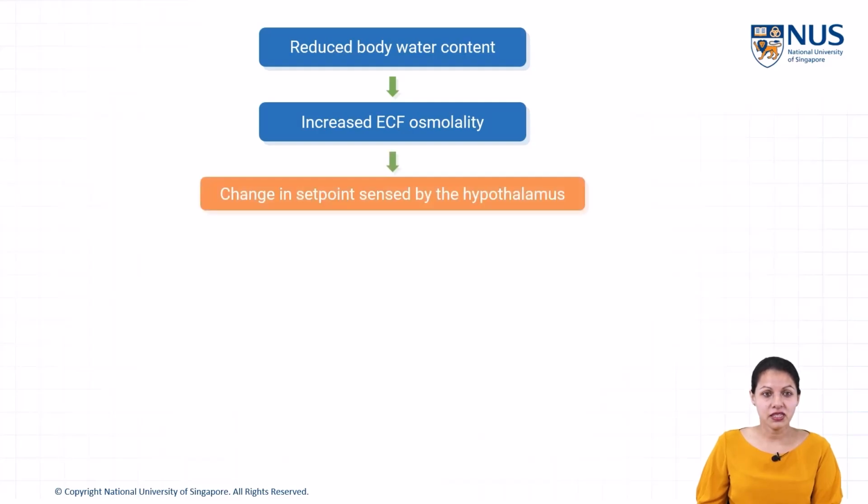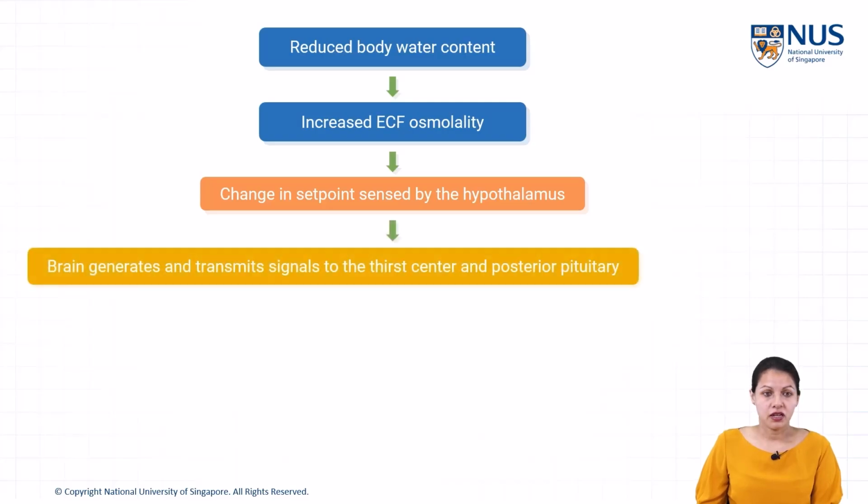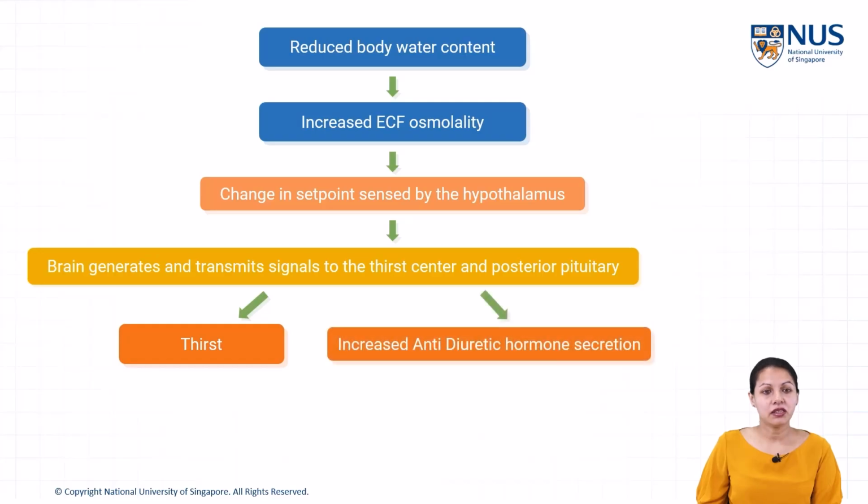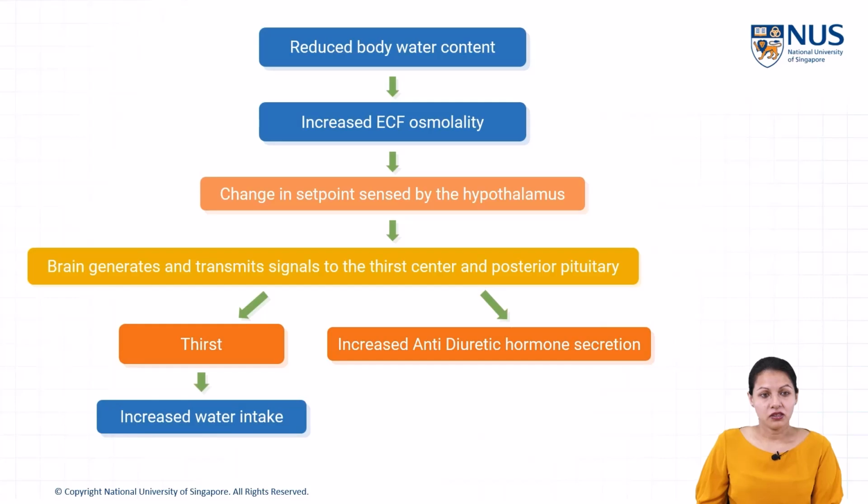So there will be changes in the set point, which is sensed by the hypothalamus. And the brain will generate and transmit signals to the thirst center and the posterior pituitary. What the thirst center does is stimulate the thirst response, and the posterior pituitary will synthesize a hormone called the antidiuretic hormone. So stimulation of thirst will lead to increased water intake, and when the antidiuretic hormone is secreted, there is water retention because it will promote more water reabsorption in the kidney.